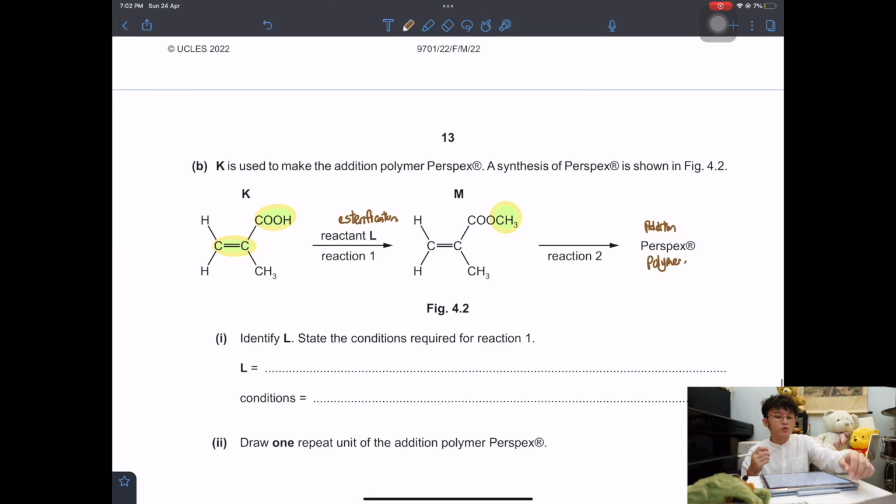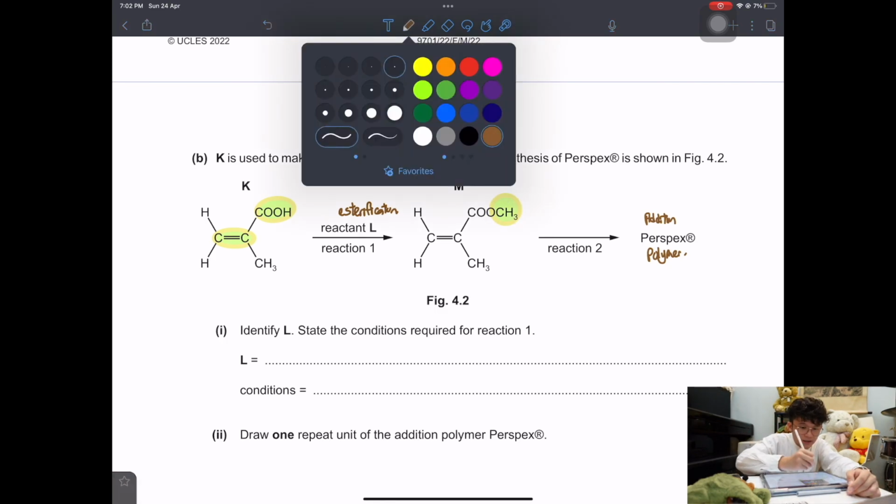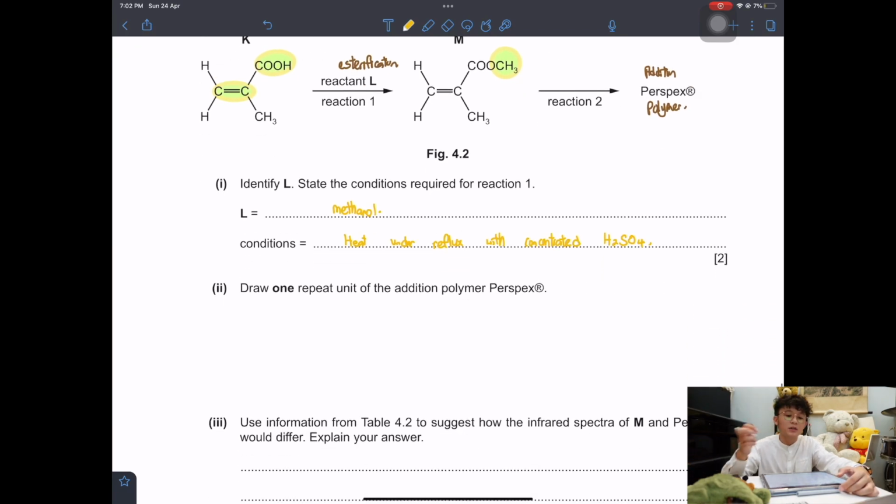So state the condition required for reaction 1. I know that the whole process is esterification. So I need to add this OCH3 from an alcohol, which is methanol, right? So I need to add methanol. Reactant L will be methanol. And guys, remember you need to heat it under reflux with concentrated H2SO4, right? Not too hard.